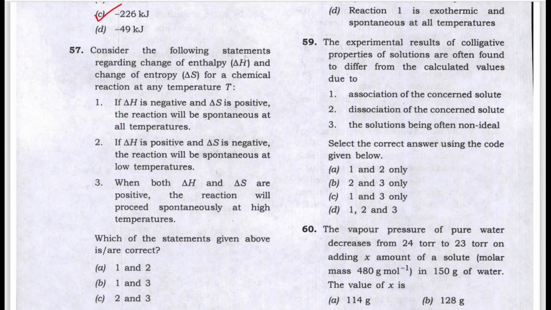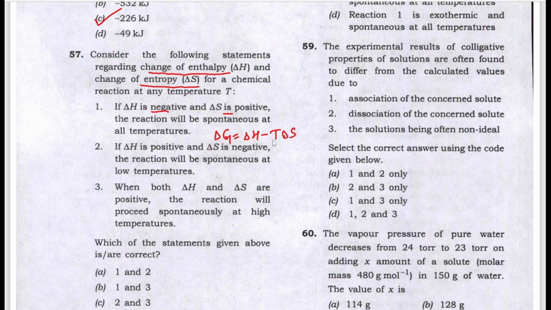In the next case, consider the following statements regarding change of enthalpy and change of entropy delta S for a chemical reaction at a given temperature. So first is, if delta H is negative and delta S is positive, the reaction will be spontaneous. Gibbs free energy is delta G equal to delta H minus T delta S. They are saying that enthalpy is negative and this is positive, so the reaction will be spontaneous. This statement is correct because for the reaction to be spontaneous, enthalpy should be negative and there should be an increase in entropy. So this is a correct statement.